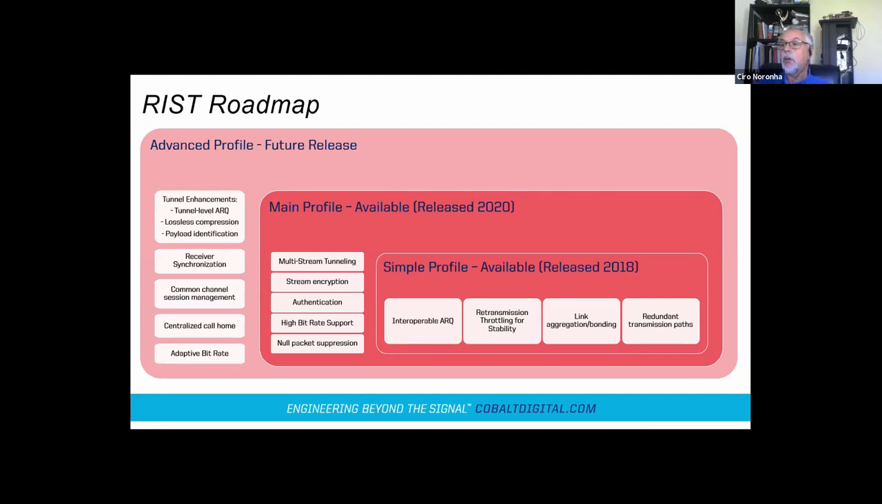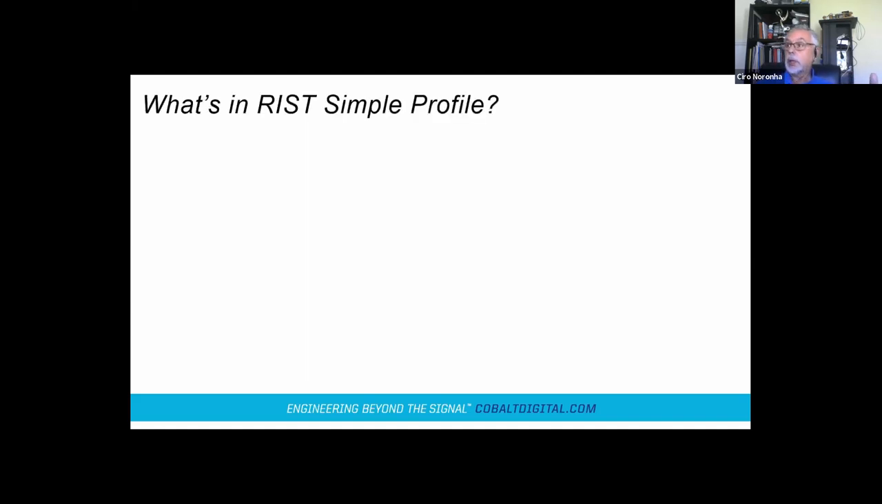And now we are working on something called the Advanced Profile, which basically will allow you to use RIST as a transport for pretty much anything you want. Lossless compression, payload identification. We're also looking at things like receiver synchronization, where you send multiple encoders to multiple decoders and they all play synchronized. So what's in RIST Simple Profile? Let's just describe that.